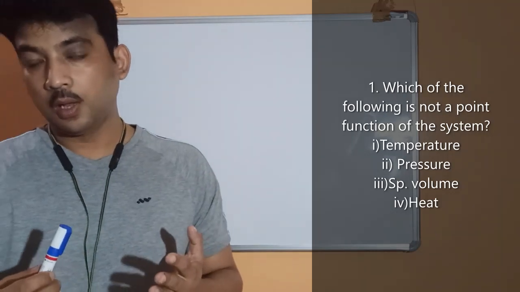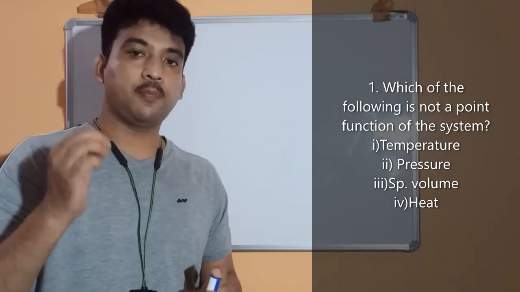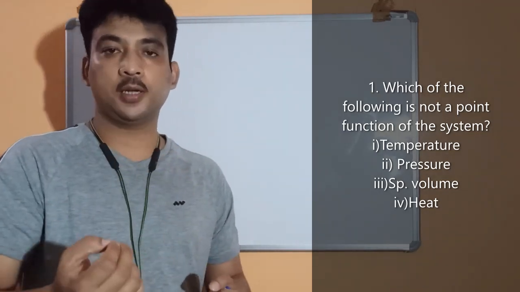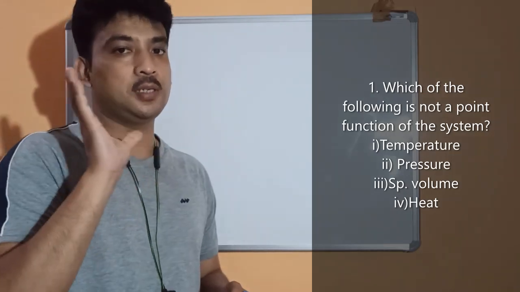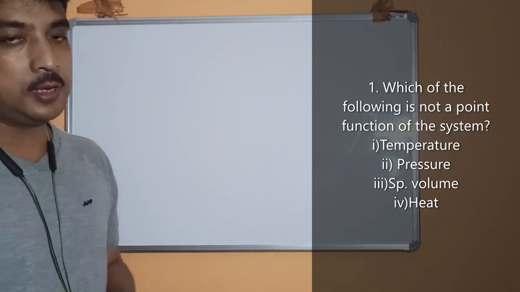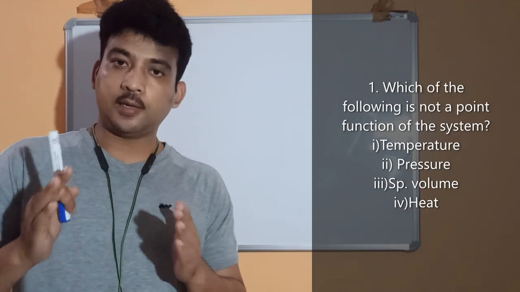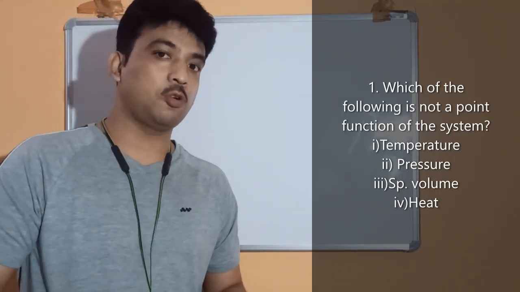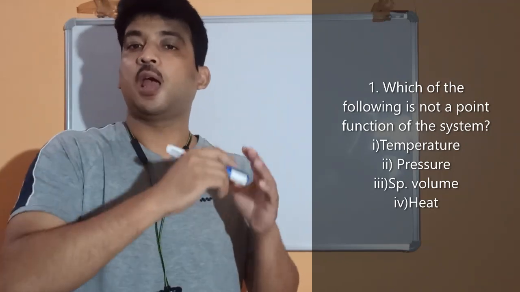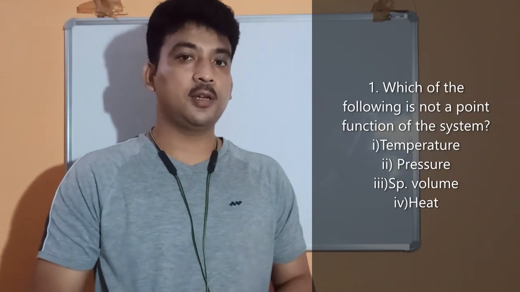Okay. Point functions are all those properties which can be defined by a point. So at a particular point on a PV diagram or TS diagram, we can say that the value of this is this much. For example, pressure, volume, temperature, specific volume. Heat and work are not point functions, because they depend upon the path followed. If the path is different, then the amount of heat and work done is different. The area under that path will give us the work.